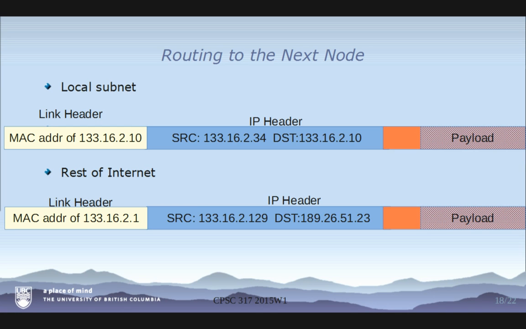Now, if you recall what happened here, our link header got to our router. Our router strips that off. It looks at the IP address and says, that's not for me. So it consults its routing tables and decides where it's going to go. And at that point, it'll do the same sort of thing again.